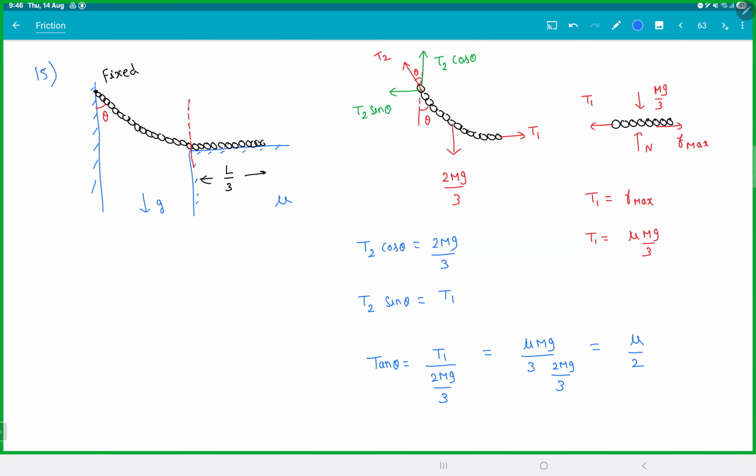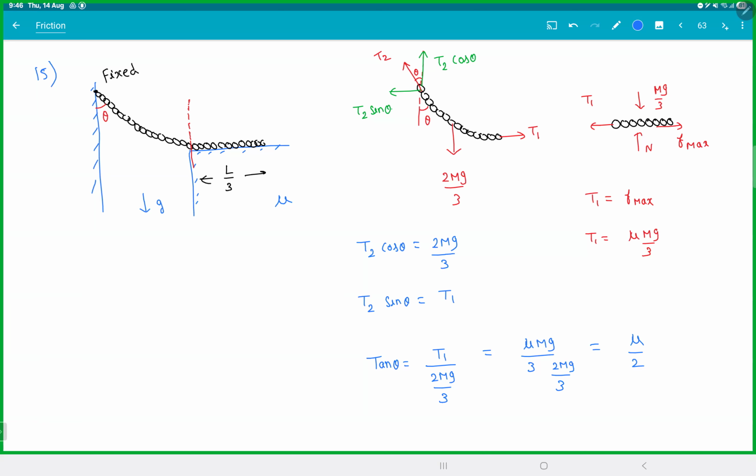So divide the whole thing into two pieces. How are you guys getting cot inverse mu by 2? It should be cot inverse 2 by mu. Right, Utsa, that is fine. Tan inverse mu by 2. Okay. Power minus 1. Okay. All clear with this?